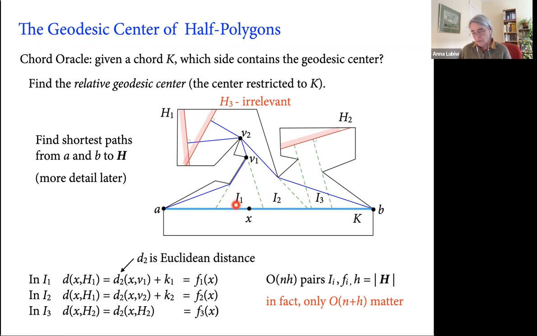And so my distance would be the distance to V1 plus a constant representing the rest of the path. But my path to H1 is further. So somehow from V1, I really only care about what's the furthest thing I can get to. And so H3 becomes irrelevant. And really the number of these intervals somehow depends only on the number of edges of the shortest path tree. So that's the intuition as to why we have only a linear number of these functions that matter.